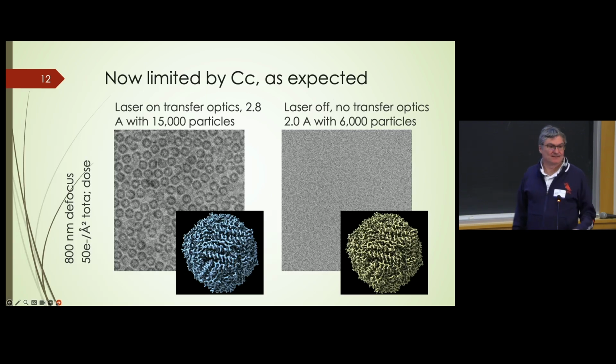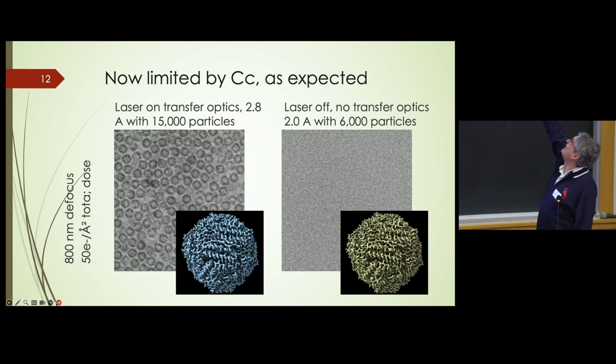And we also did something about the ice contamination, and now the performance was only limited by chromatic aberration as expected. So this is the laser on. We get 2.8 angstrom resolution with 15,000 particles. Again, no record because of the chromatic aberration, but as good as we could expect given the chromatic aberration.